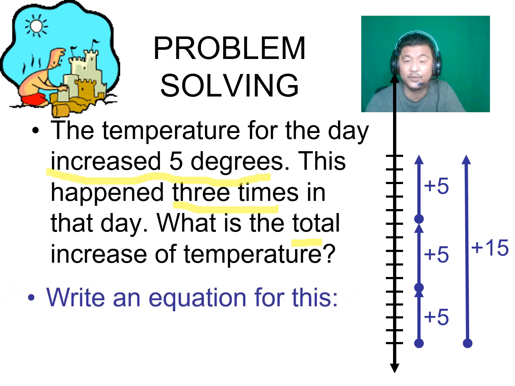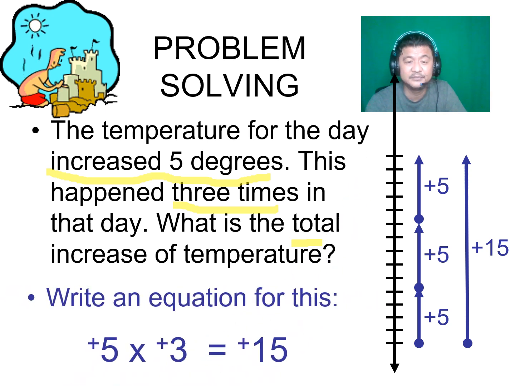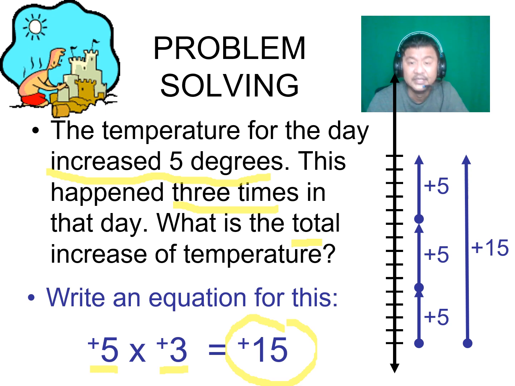So let's write an equation for this. That becomes positive 5 times 3 is equal to 15. We know that because ever since we were little kids, when we started math, we've been dealing with positive numbers. Definitely, the answer is positive.